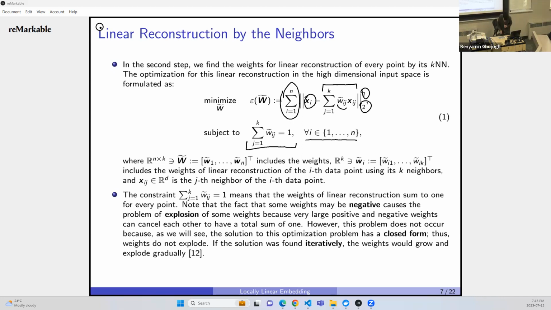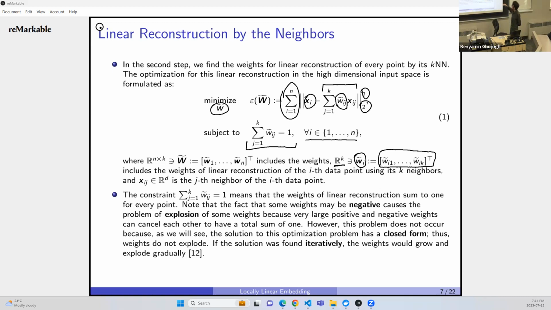Now, what is this capital W tilde? It has all of the wij tildes in it, and it is a matrix. Why? Because for every point xi, I have k weights, right? If I put the k weights in a vector, I can denote it by the vector wi tilde, which is k dimensional because I have k weights.